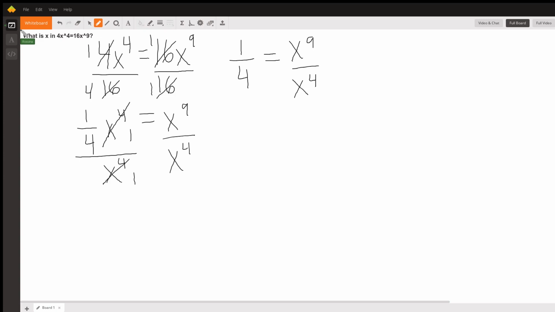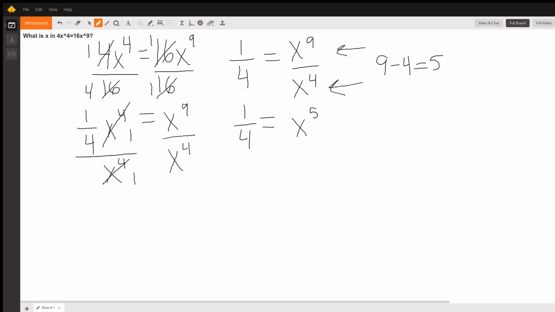Okay, we're almost there. We need to look at the right-hand side and notice that they have the same base. They're both x's. So we're going to use a nice little shortcut where we can simplify this. And what I'm doing here is subtracting the exponents. And you can do that when the bases are the same. They're both x's. So you're left with x to the power of 5. 1/4 equals x to the power of 5.